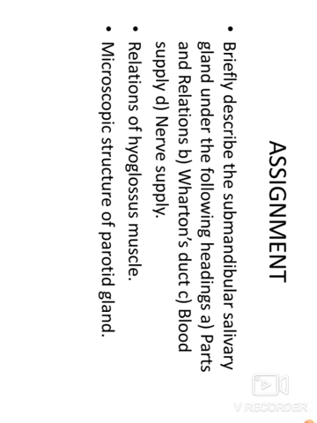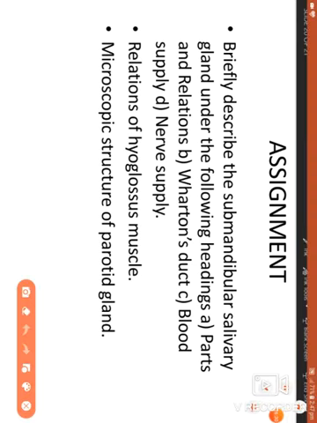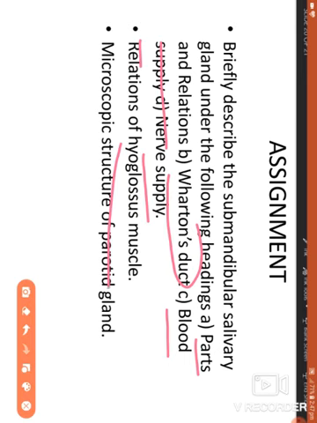Here you should write the answer for this in your assignment book. Describe the salivary glands: parts and relations. The parts of the submandibular salivary gland are the superficial and deep parts, and the relations of each part. Then Wharton's duct, that is the submandibular duct. Then the blood supply of the submandibular gland, and nerve supply, sympathetic and parasympathetic, that is the secretomotor pathway. Then the superficial and deep relations of the hyoglossus muscle of the tongue.